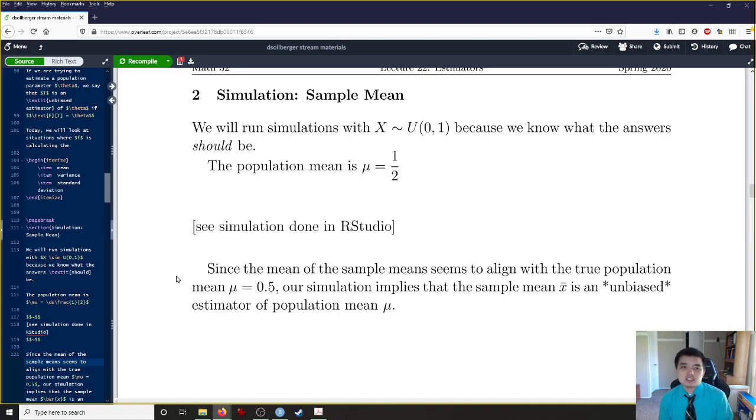The question in chat is then, what will a biased estimator look like? And we'll get to that in about 10 minutes.